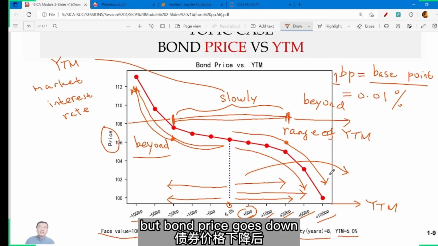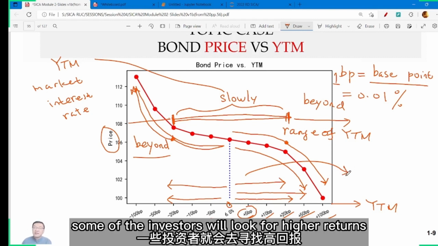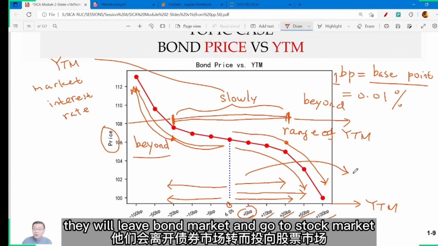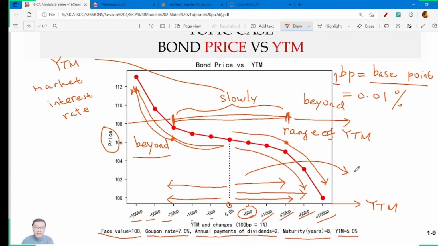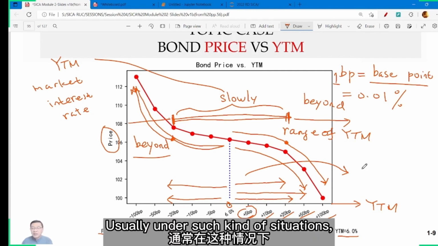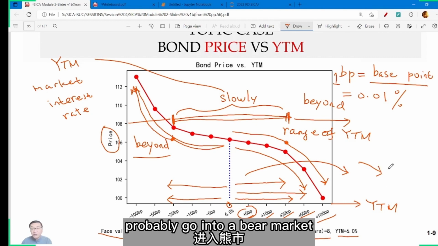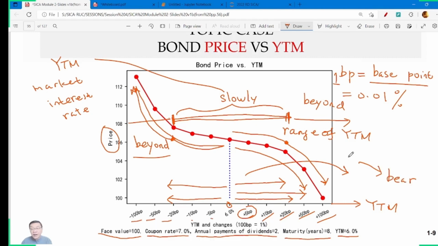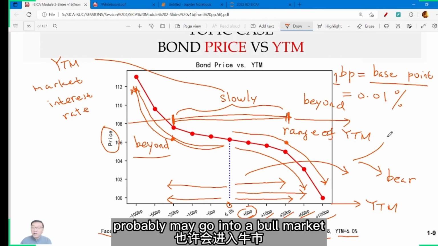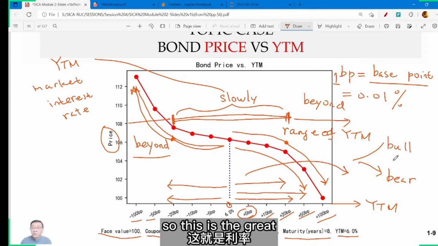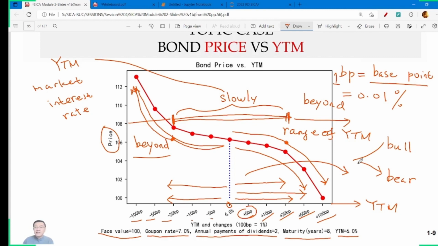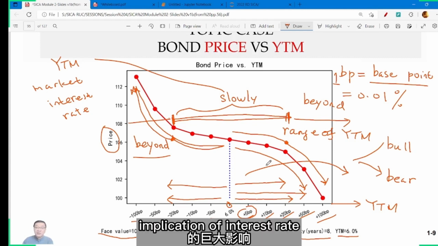When bond prices go down, some of the investors who look for higher returns will leave the bond market and go to the stock market. What does that mean? Usually under such situations, the bond market will probably go into a bear market, while the stock market may go into a bull market. So this is the great implication of interest rates.